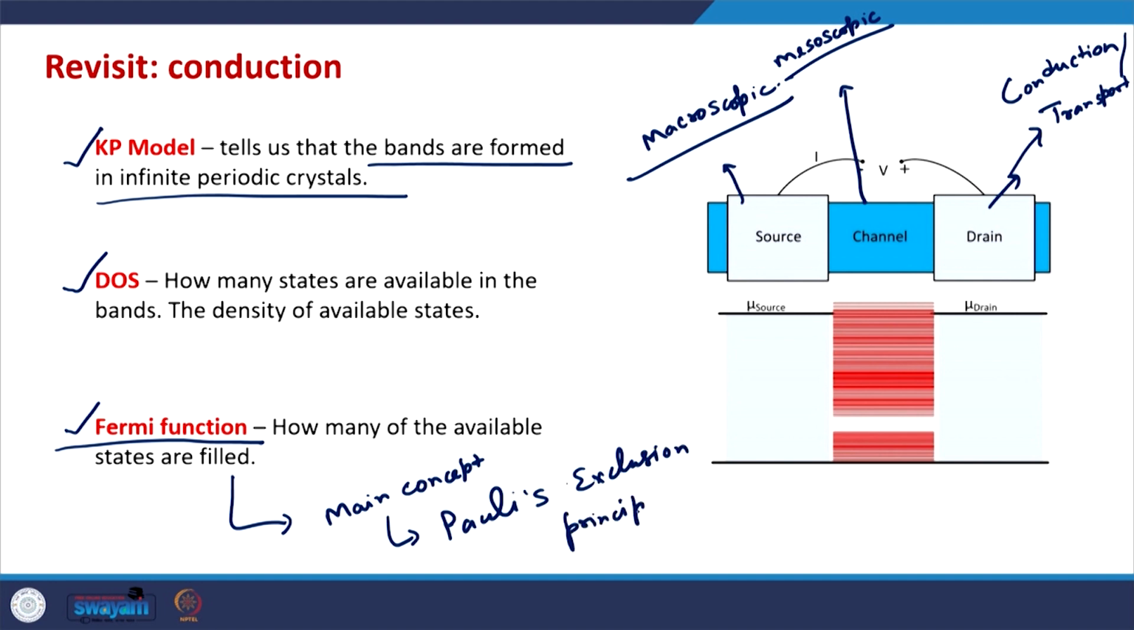So, please keep in mind this distribution is an equilibrium concept. Generally we talk about equilibrium and we talk about steady state. Sometimes we also talk about transient states. So, there is an important difference between these three situations.